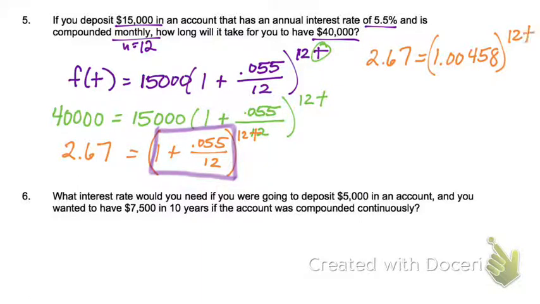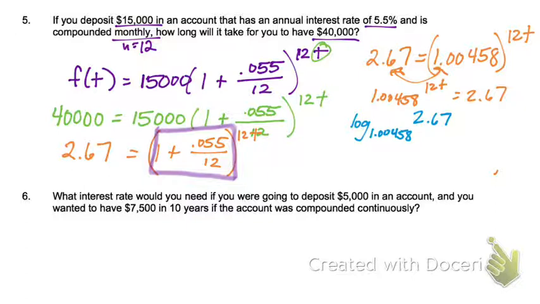to the 12t. Now I can put this in exponential or in logarithmic form. If you want to write it where these two are switched, like 1.00458 to the 12t equals 2.67, then you can do that as well. Sometimes it's easier. Now I'm going to put it in log form. So the log base 1.00458 of 2.67 equals 12t.